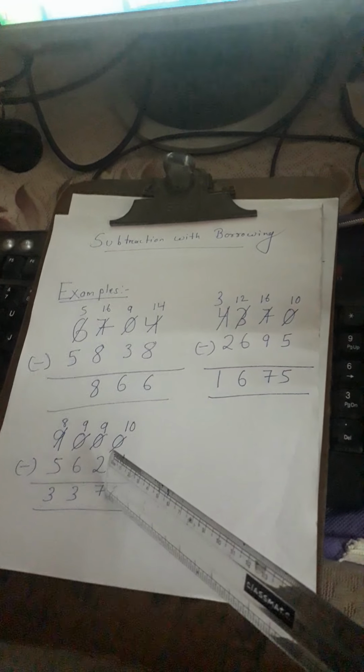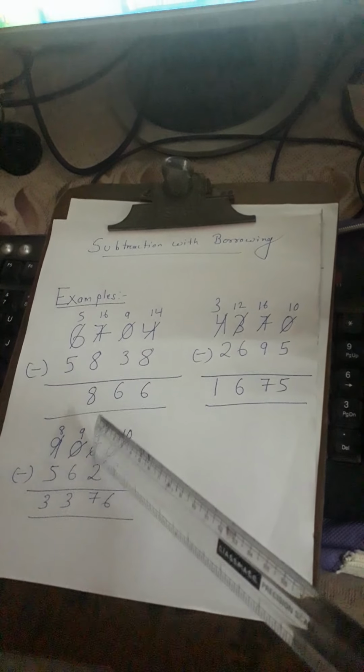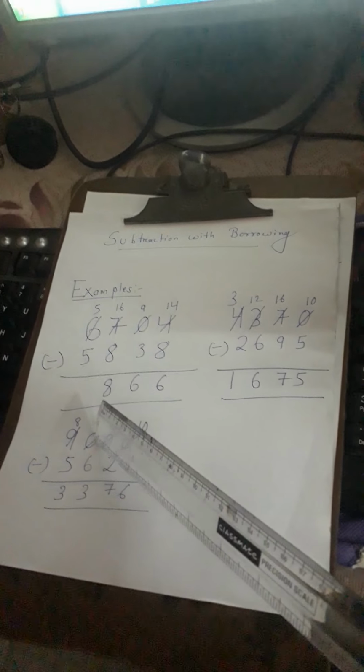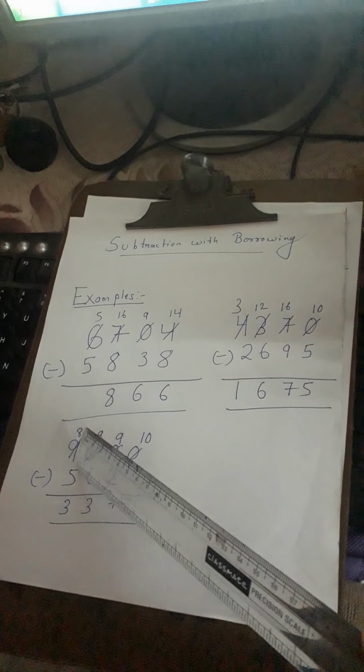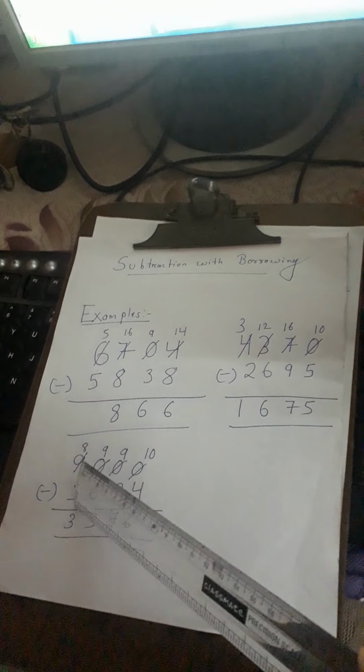9 minus 2, 7. 9 minus 6, 3. Then 8 minus 5 is 3. Here it becomes 8 as we have already borrowed from here. So it has become 8. 8 minus 5 is 3.